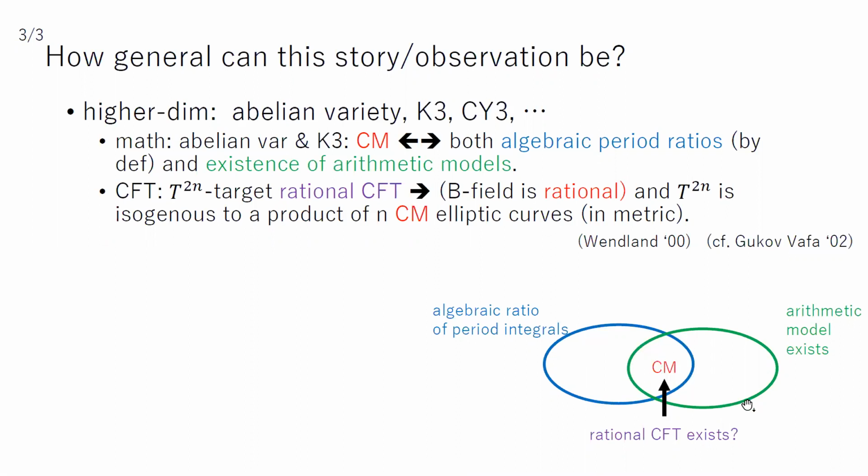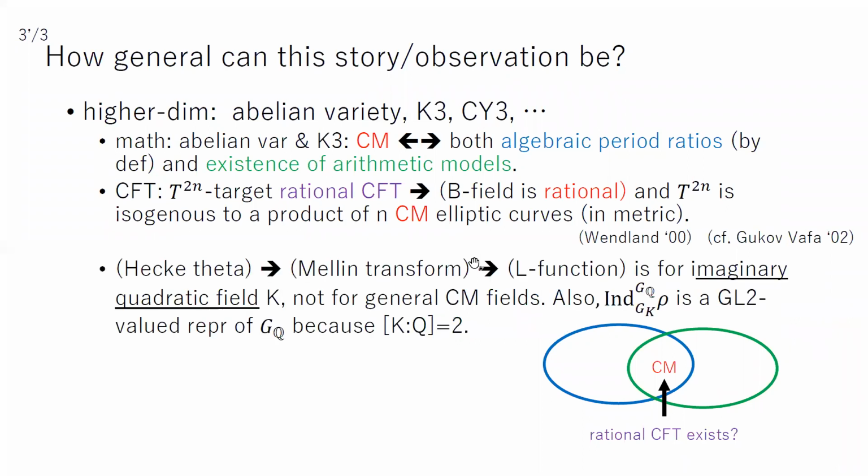And also there is the subtle relation between whether the nonlinear sigma model with that target space allows a rational CFT formulation by choosing the metric appropriately or not. The Gukov-Vafa paper asks about the relation between the CM target space and the rational CFT. That's where we are.